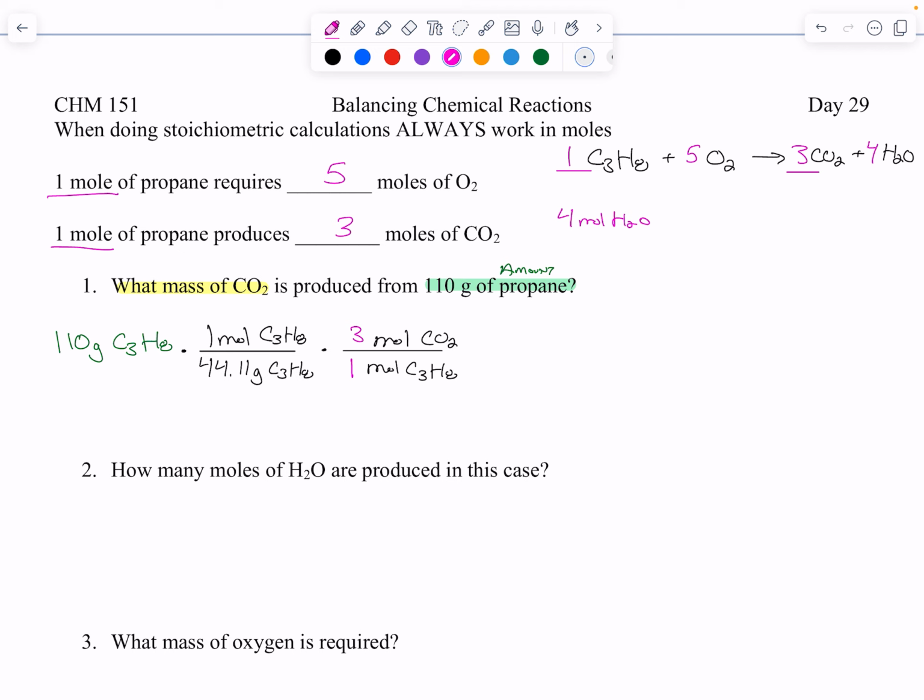But we want mass, right? We want masses in grams. So that means we've got to go back. 1 mole of CO2 is 44.01 grams of CO2. Again, you've got 16 plus 16 plus 12, 44. And if we do this, if you look, grams cancel. Moles cancel. Moles cancel, and you're left with grams of CO2, which is what you want. And if you do this math, I think you get 330.